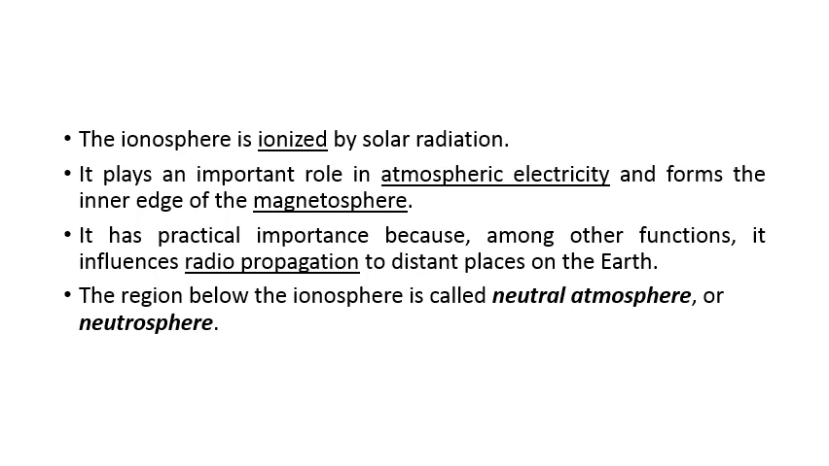As we know, the ionosphere is ionized by solar radiation. When the sun strikes it, electrons come out and the system is ionized. The ionosphere plays a very important role in atmospheric electricity and forms the inner edge of the magnetosphere. It has practical importance because, among other functions, it influences radio propagation to distant places of the Earth. Yes, it is used to communicate signals from one place to another place.